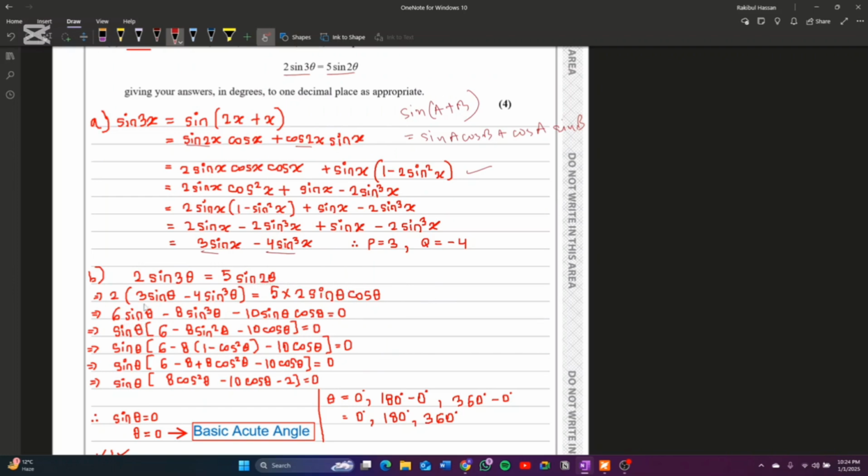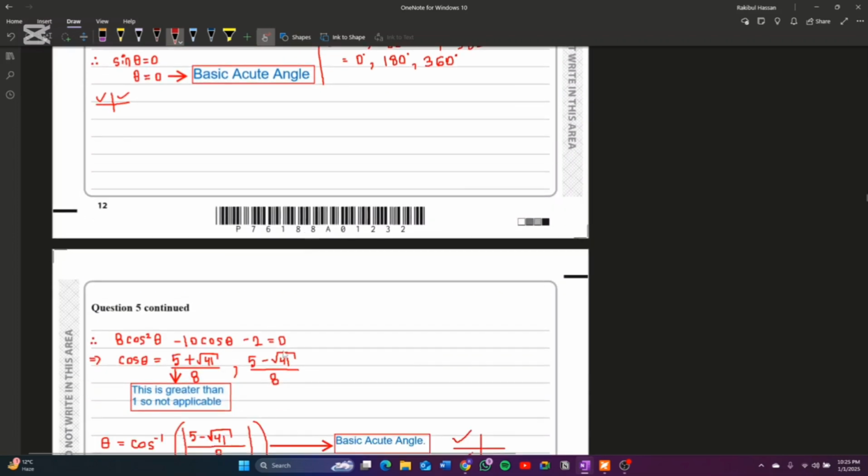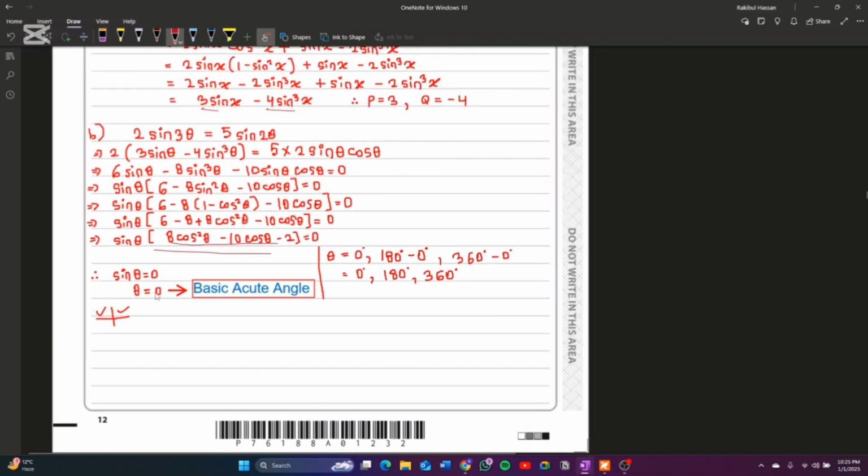Next, simplification gives us this equation, and therefore we can write that sine theta can be 0, or this, 8 cos square theta minus 10 cos theta minus 1, is equal to 0. Solving all of them, this value gives theta equals 0. That means this line, this x-axis. Sine is positive in this quadrant and this quadrant. So I can write 180 minus 0 equals 180 degrees.